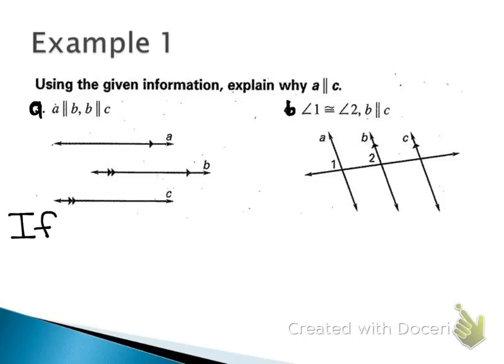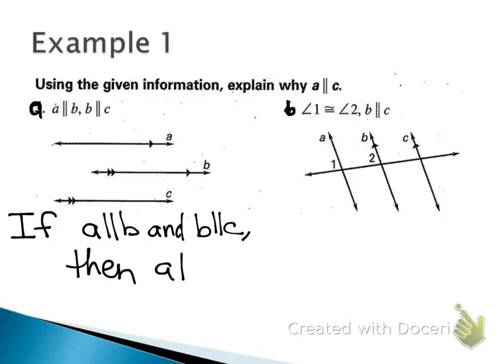You just wrote it down. Not the last slide, but the one before that. In today's notes, 2 slides ago. It says if one line is parallel to another line, and that line is parallel to a third line, then the first is parallel to the last.